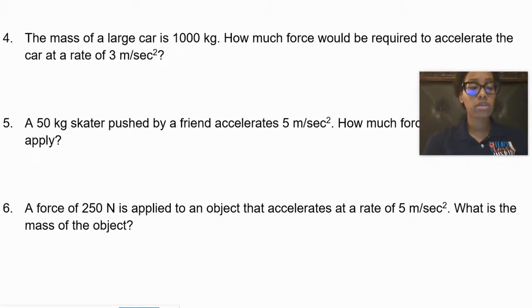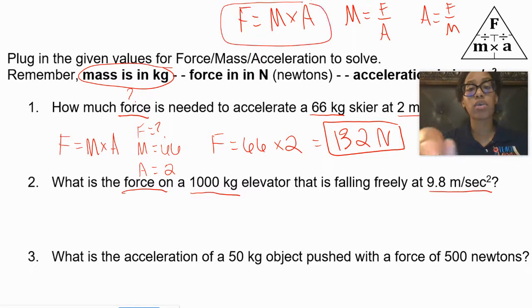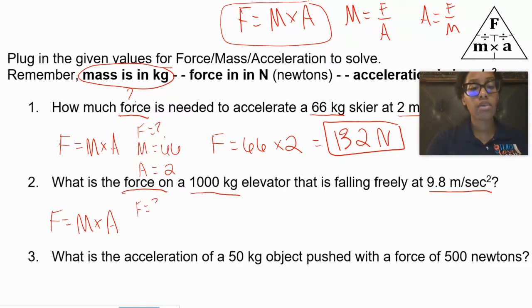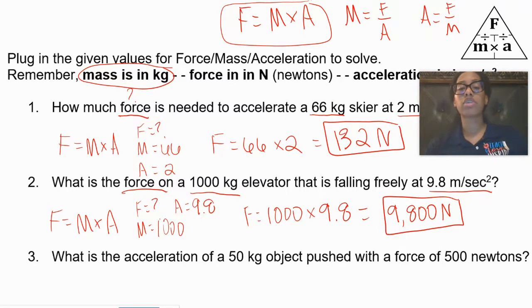What is the force on a 1,000 kilogram elevator that is falling freely at the speed of gravity, 9.8 meters per second squared? So I'm going to write my equation. I'm looking for force again, so I know I need to use this equation. So force is equal to mass times acceleration. F, I don't know, mass is 1,000, and acceleration is 9.8. So what I'm going to be doing is mass times acceleration. So I did 1,000 times 9.8. So F is equal to 1,000 times 9.8. And then that is equal to 9,800 newtons. Okay, force is measured in newtons.